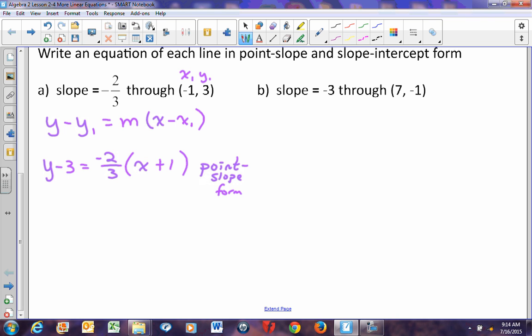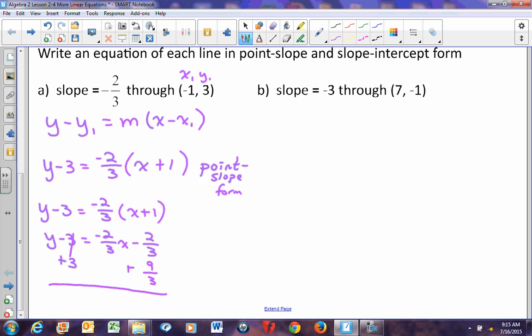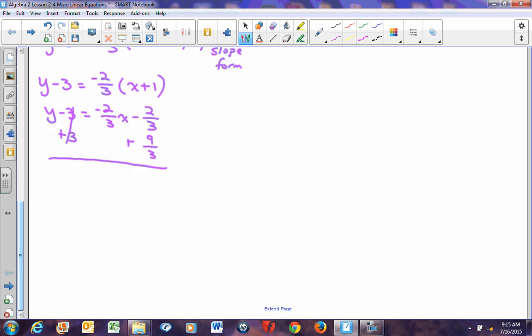To get it into slope-intercept form, I'm going to take this equation, y minus 3 equals negative 2/3 parentheses x plus 1, and solve it for y. So I will distribute first, so I have negative 2/3 x minus 2/3. Then I'm going to add 3 to both sides of the equation. Adding 3 is the same thing as adding 9/3, because I would like to use a fraction so that I have a common denominator here. These will cancel out, and I will have y equals negative 2/3 x. Negative 2/3 plus 9/3 is positive 7/3. And that is slope-intercept form.